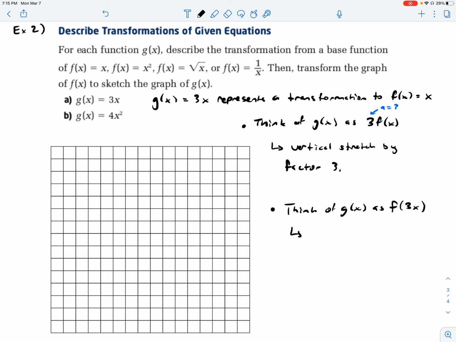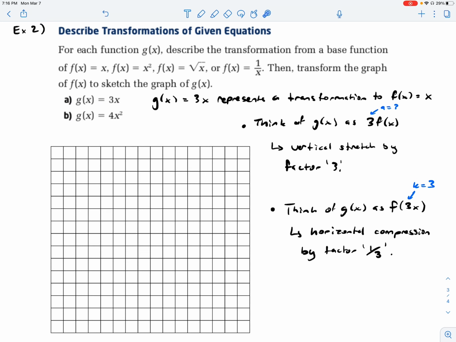And if you look at it that way, this actually means we have k equal to 3. If k is greater than 1, we know we have a horizontal compression. So think of this as a horizontal compression by factor "1 over k", 1 over 3. I like to add these little quote marks to the factors. So that's two ways to look at this one, and we'll see that both are going to be correct.